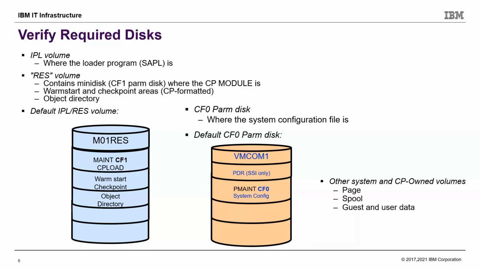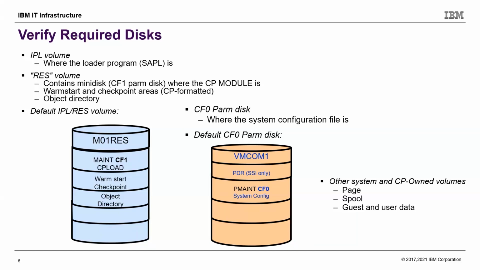And the res volume also contains the object directory, which is the actual copy of the directory that the control program uses when it's running. That's what gets generated when you do a DIRECTXA or issue a DIRM DIRECT COMMIT. So that's on the res volume, the IPL and res volume.